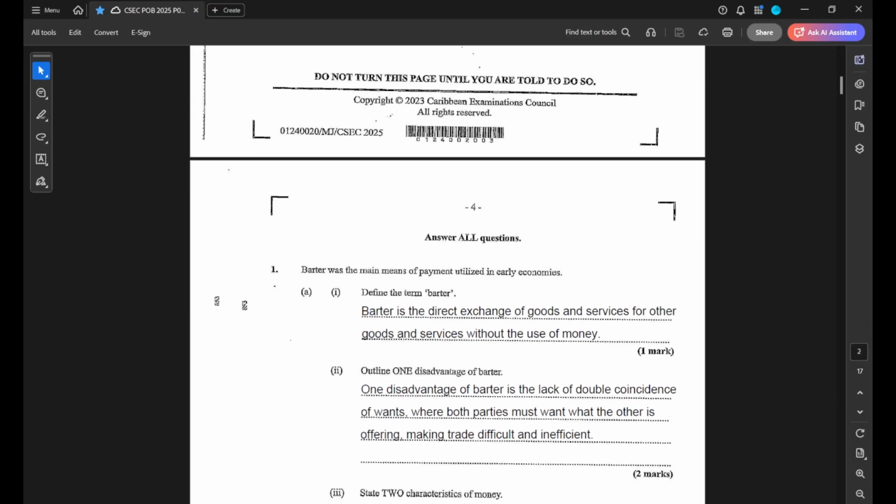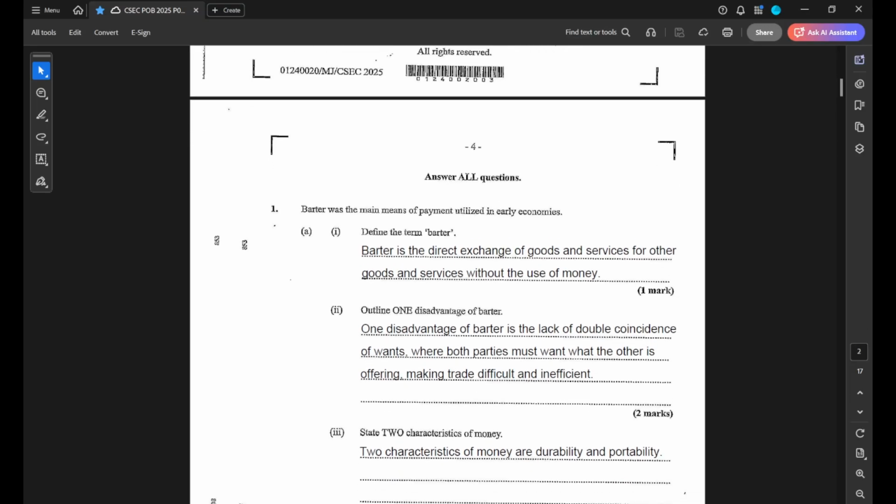Part 3. State two characteristics of money. Two characteristics of money are durability and portability.